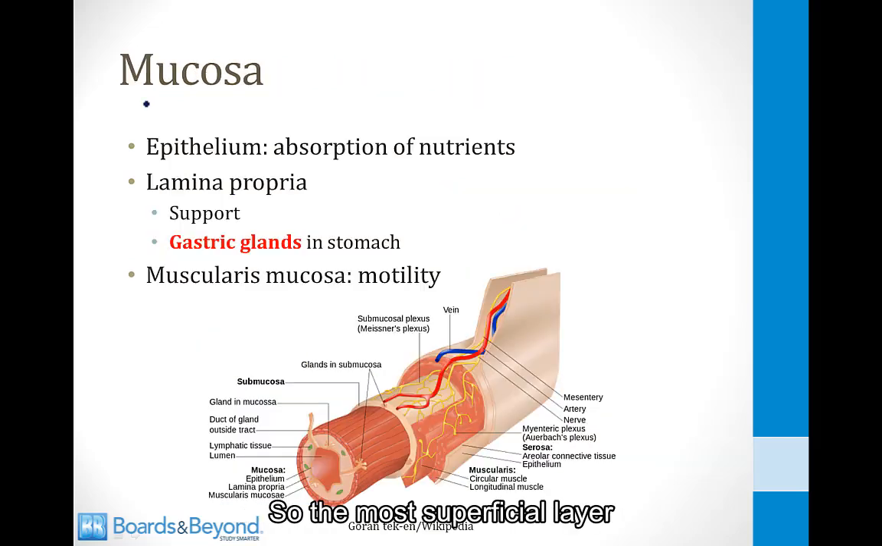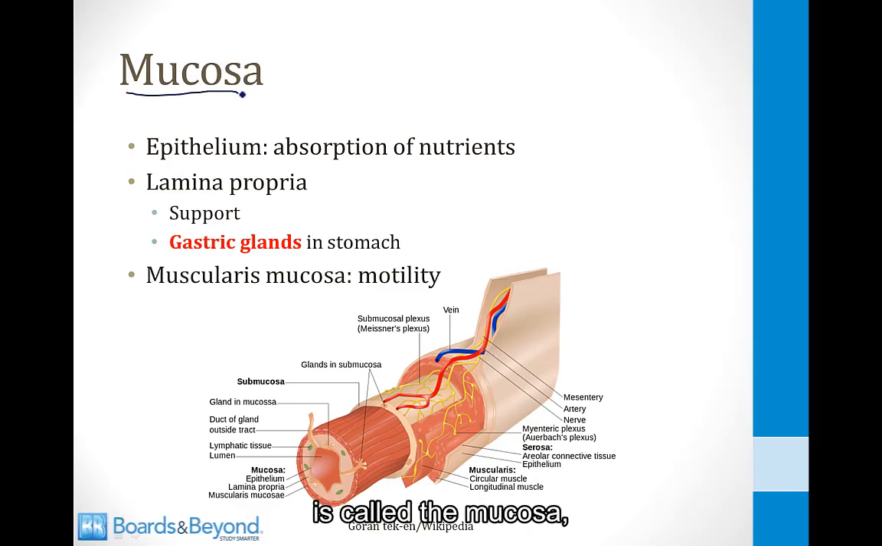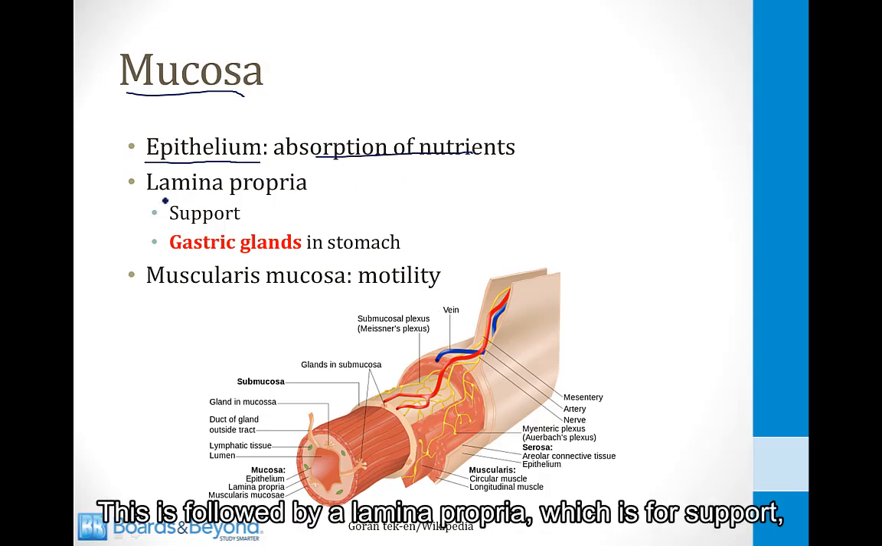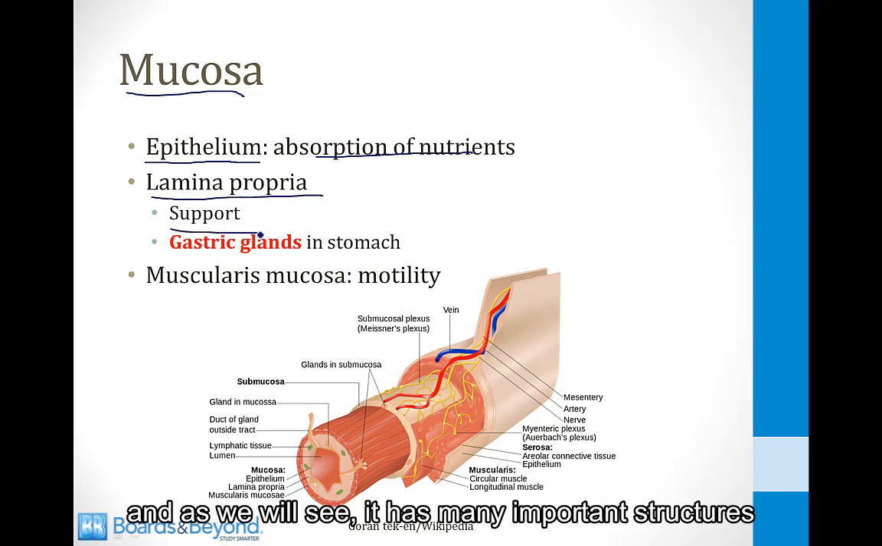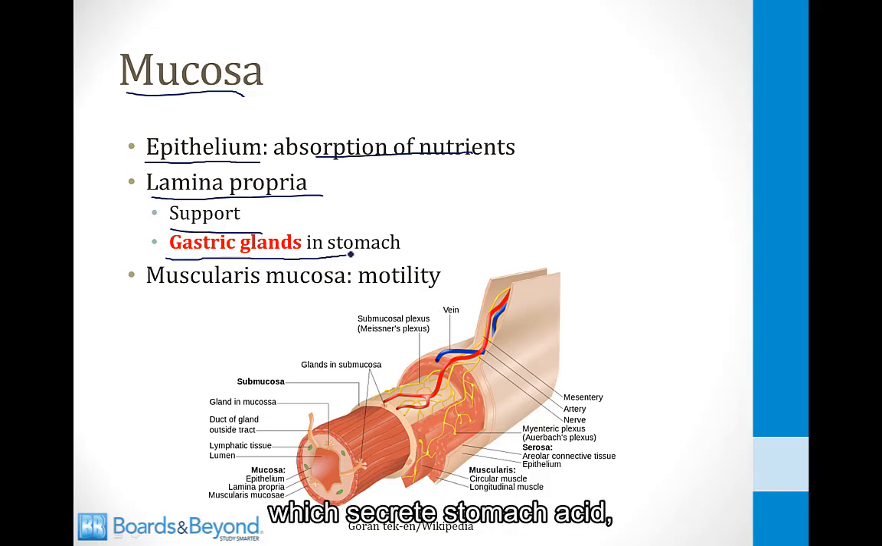So the most superficial layer of any portion of the GI tract, the part of the GI tract that is connected to the lumen, is called the mucosa. And all the mucosas in the GI tract have three sections to them. The first is the epithelium, which is the surface layer that absorbs nutrients. This is followed by a lamina propria, which is for support. And as we'll see, it has many important structures in the stomach and small intestine. In the stomach, it has the gastric glands, which secrete stomach acid.